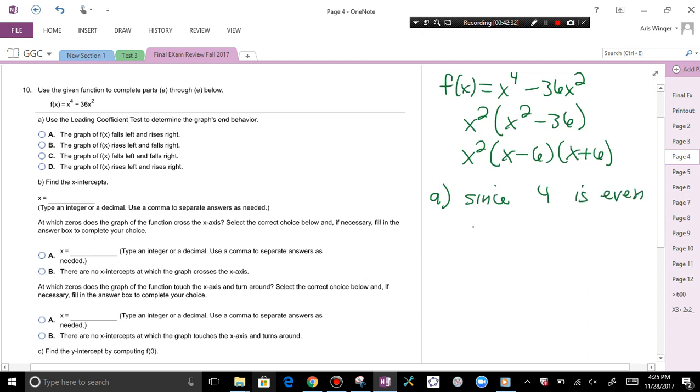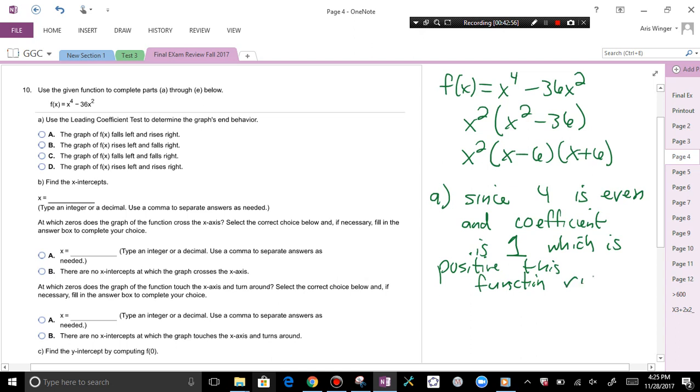Since the degree of this polynomial is 4 and 4 is even, and the coefficient is 1, which is positive, this function rises to the left and rises to the right. D.